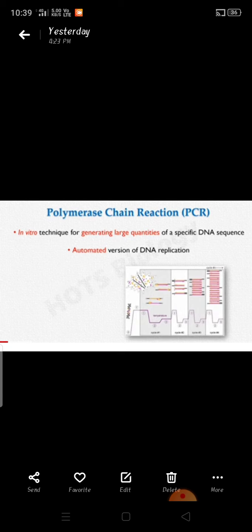It is an in vitro technique for generating large quantities of a specific DNA sequence. It is an automated version of DNA replication. The polymerase chain reaction is usually called just PCR. PCR is a common laboratory technique used to make many copies of a particular region of DNA. It makes millions or billions of copies from a single DNA within a short time, in less than 5 hours. PCR is a technique of gene amplification.